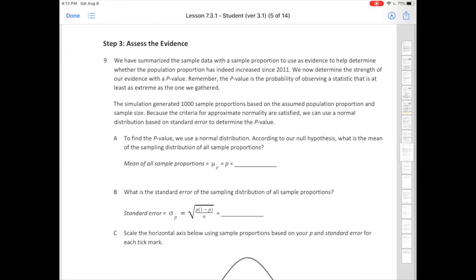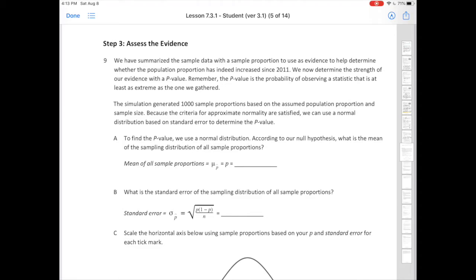Step 3, assess the evidence. We have summarized the sample data with a sample proportion to use as evidence to help determine whether the population proportion has indeed increased since 2011. We now determine the strength of our evidence with a p-value. Remember, the p-value is the probability of observing a statistic that is at least as extreme as the one that we gathered. The simulation generated 1,000 sample proportions based on the assumed population proportion and sample size.